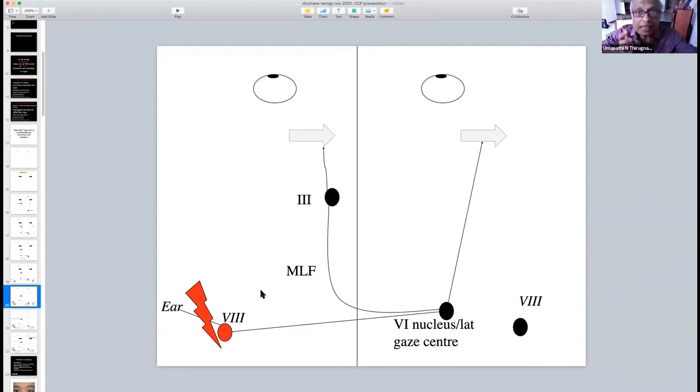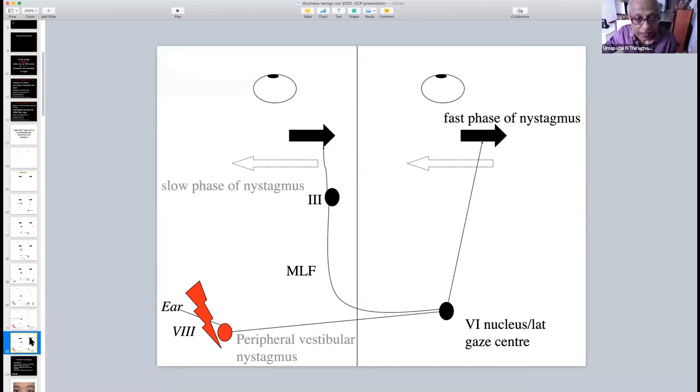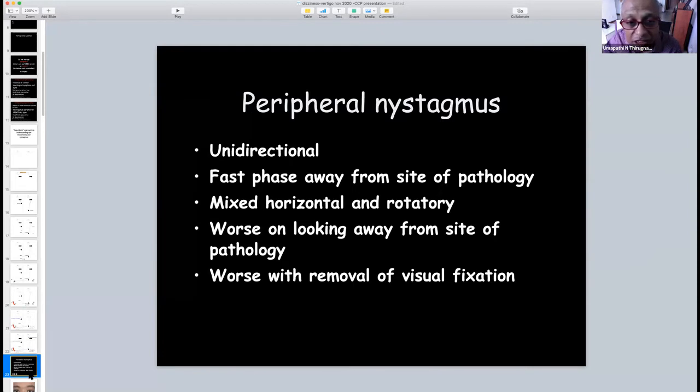Now, once you understand this physiology, it's important to understand it. Then you can understand why this peripheral nystagmus has a slow phase in this direction, a fast phase in this direction, and all the other key features of peripheral nystagmus. Firstly, you realize now that it's always unidirectional because the pathology is due to one ear not working, right? So no matter what I do, the direction of nystagmus has no business to change direction. Always unidirectional, key feature of peripheral nystagmus.